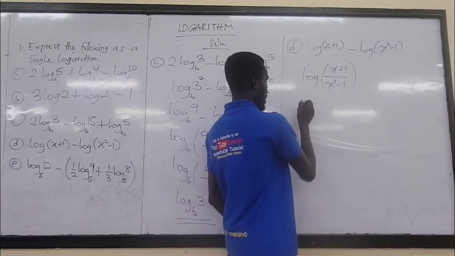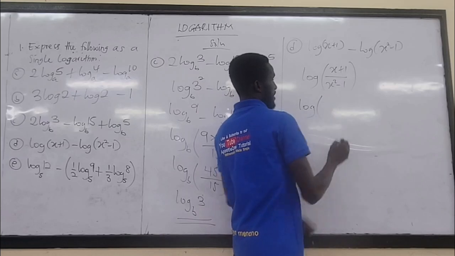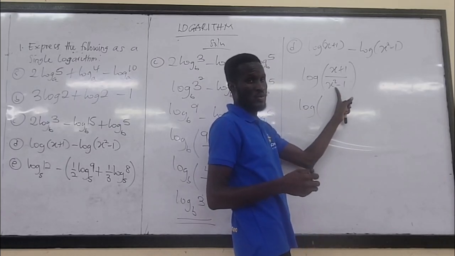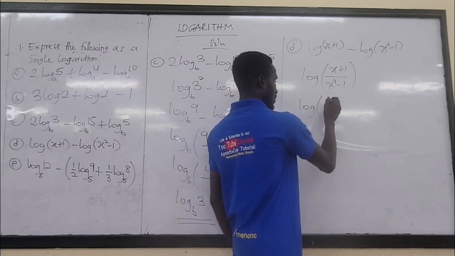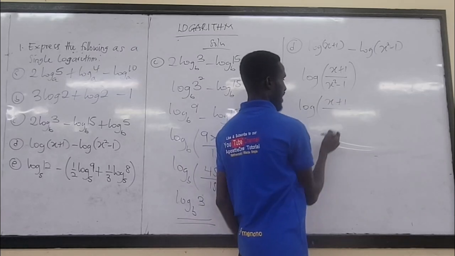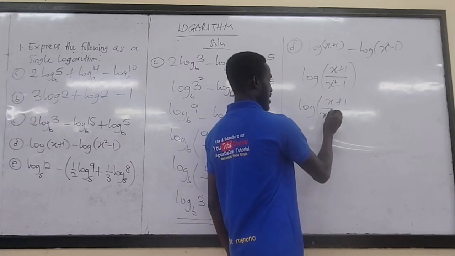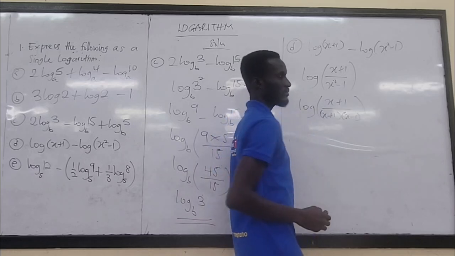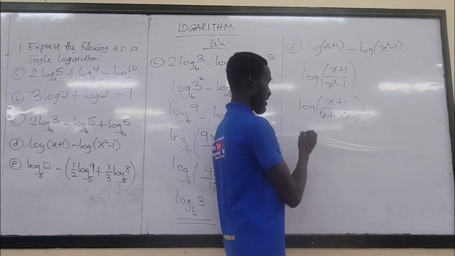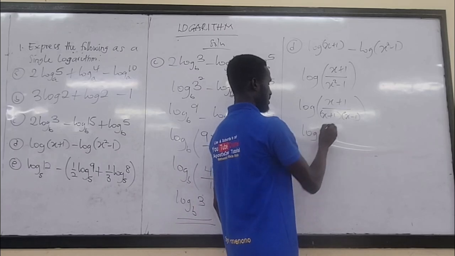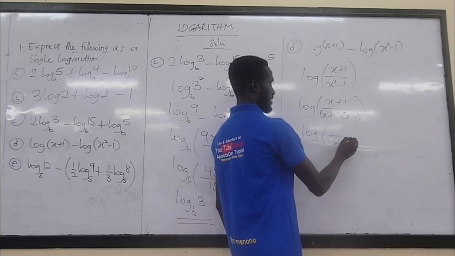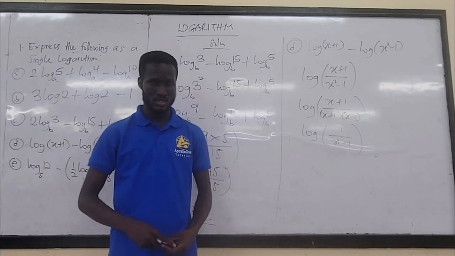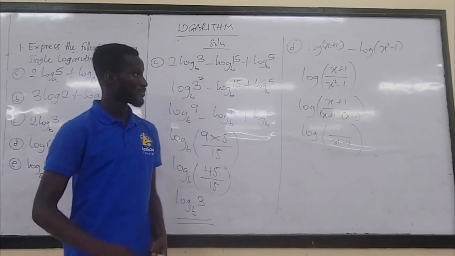Now let's see. Now we have log. Now this x squared minus 1 is a difference of two squares. Don't forget. So I'll have x plus 1 divided by the difference of two squares, which gives us x plus 1 and then x minus 1. So x plus 1 cancels x plus 1. So we have log of 1 over x minus 1. So this is the answer. You need to simplify it more.